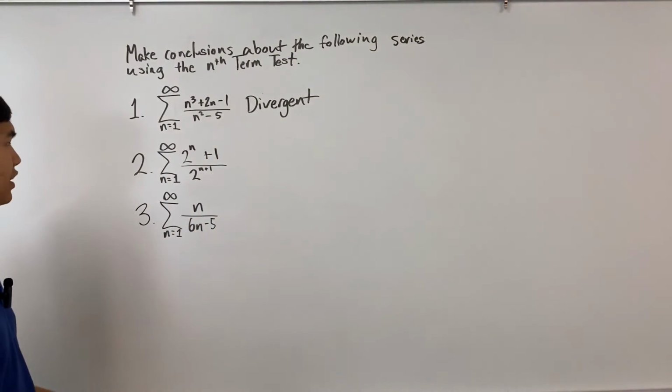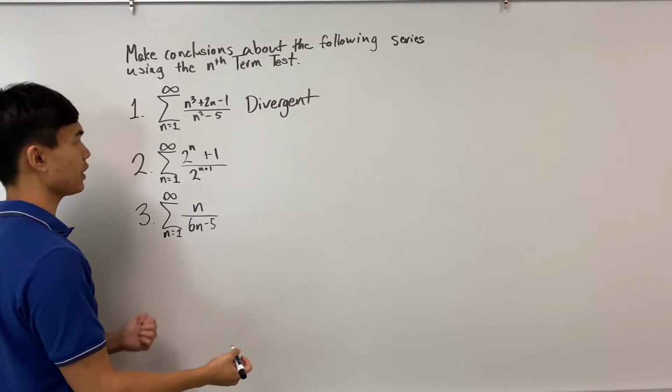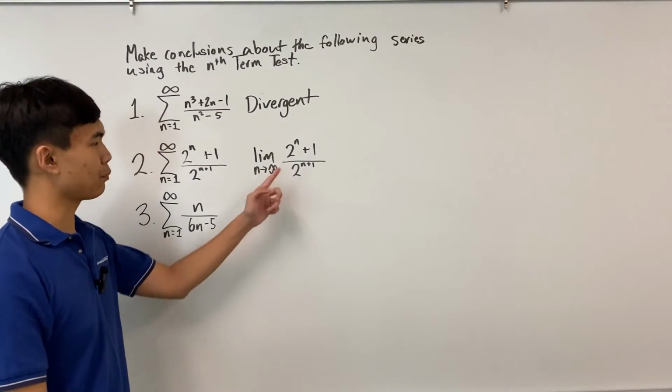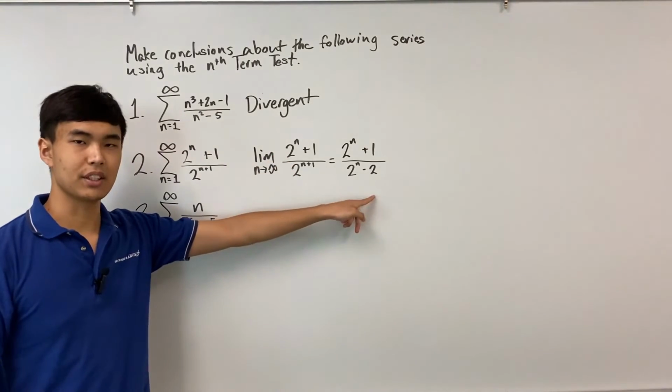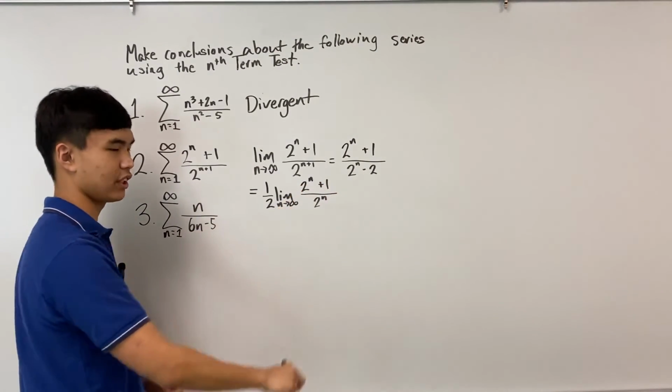Now for the second series, 2 to the n plus 1 over 2 to the n plus 1, what I'm going to do again is I'm just going to take the limit as n goes to infinity. I'm going to start by separating this exponent. And then I'm going to pull out this 2 in the denominator to the outside of the limit. And then I'm going to split this fraction into two fractions.